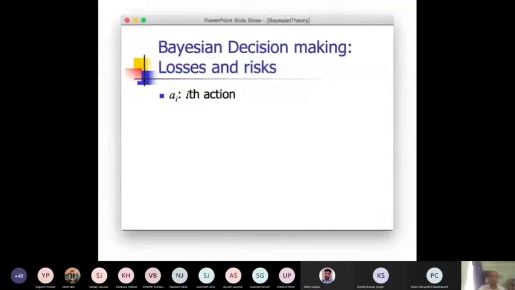So we will be continuing our discussion on this Bayesian decision theory or Bayesian inferencing. And in the last class, we discussed about the Bayesian network. And before that also, we considered the optimal decision making using Bayesian theory. Now, we will be further elaborating that concept in terms of losses and risks that is associated with any decision.